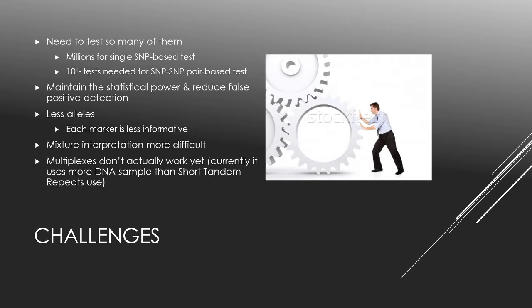Challenges: you need to test so many of them, and for a single SNP test you need millions. About 10 tests are needed for a SNP pair-based test. Because of this, we need to maintain statistical power and reduce false positive regression from error. There are fewer alleles, so each marker is less informative. Interpretation is much more difficult, and multiplexers do not actually work yet, so it currently uses more DNA sample than short tandem repeats use.